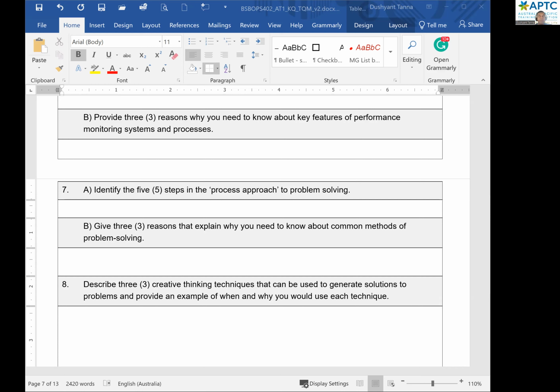The first thing is to identify the problem, gather the information, analyze the issue, determine a possible solution, and take action. I'll repeat again, maybe a bit slowly. Identify the problem. Next is gather the information on the problem. Next is analyze the issue. Determine possible solution. And finally, take actions.